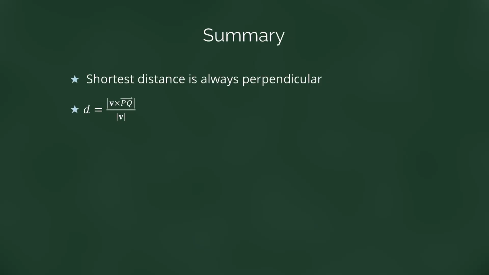All right, as per my usual, we will summarize what we've learned. We know that even in 3D, the shortest distance between a point and a line is going to be the perpendicular, and so we can use cross products to find that distance. The distance is going to be the magnitude of the cross product of v times PQ divided by the magnitude of v, where v is a vector in the direction of the line, P is any point that lives on the line, and Q is the point whose distance we're trying to find.